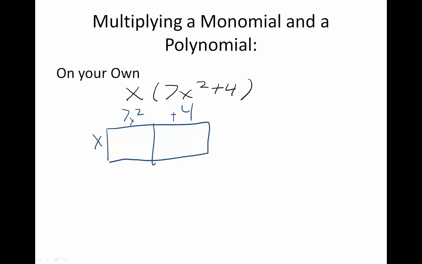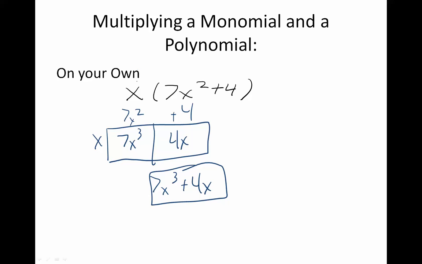7x squared times x makes 7x cubed. And then x times 4 makes 4x. Therefore, my solution is 7x cubed plus 4x. And like I said, you can get that same thing simply by distributing the x. X times 7x squared is 7x cubed, and x times 4 is plus 4x.